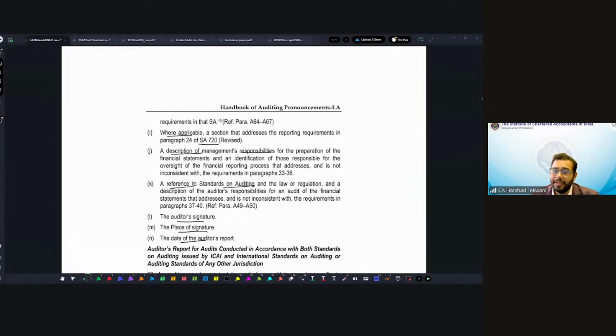So in this way, we are able to comply with the other forms of audit reports also, which are prescribed by law. If there is an audit report prescribed by law and these minimum items are present, then you can say that this particular report has been issued under SA 700. Clear? Yes, obviously. UDIN is a mandatory requirement. So you have to specify the UDIN when you are issuing an audit report.